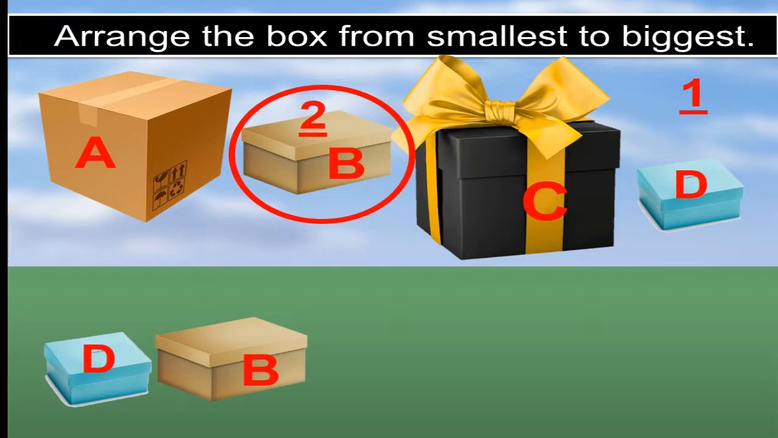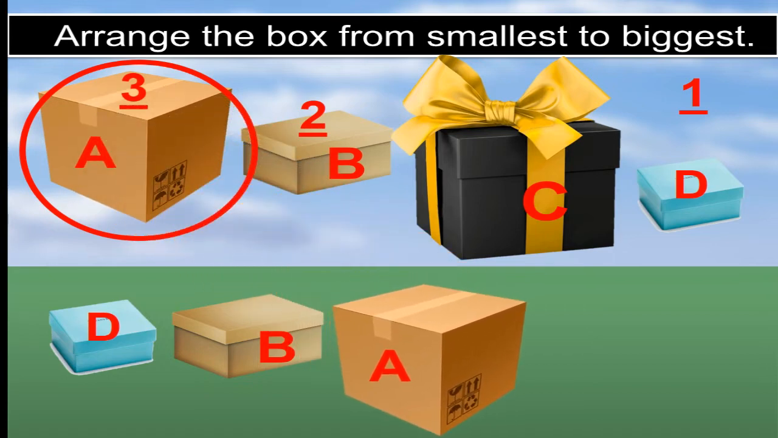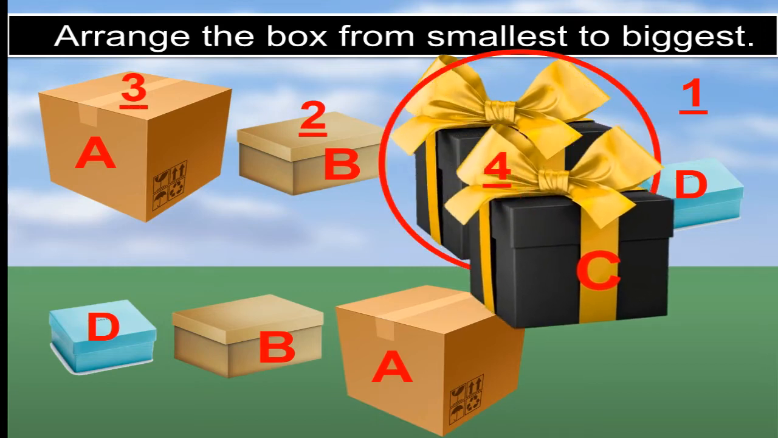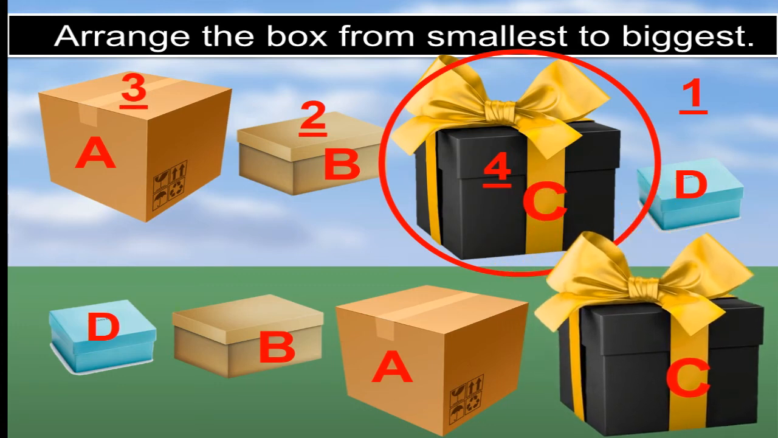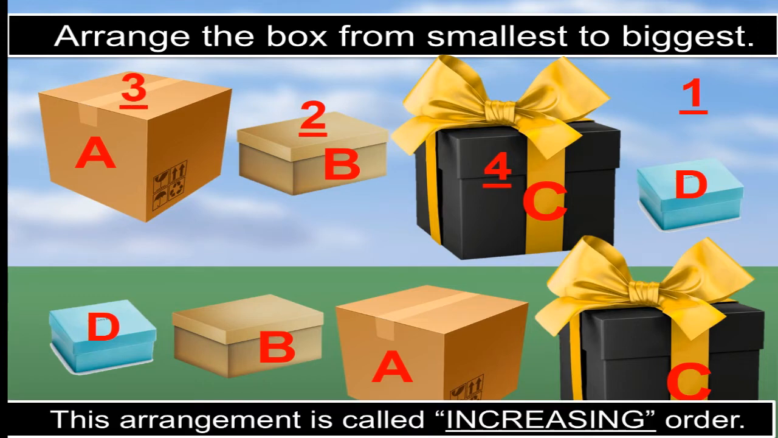And the third box would be box A. And the biggest box is box C. We have now arranged the boxes from the smallest to the biggest. This arrangement is what we call increasing order.